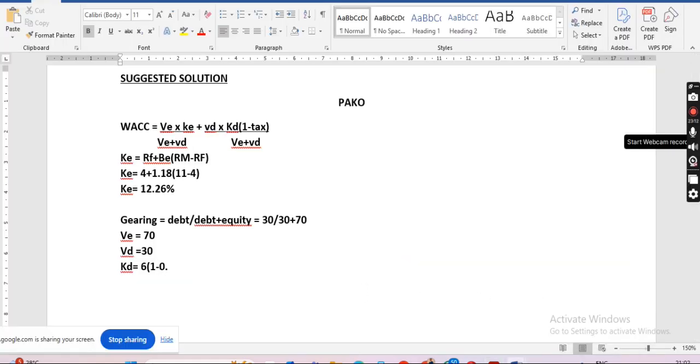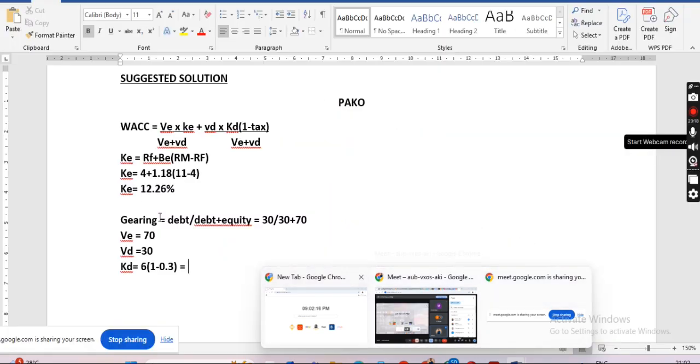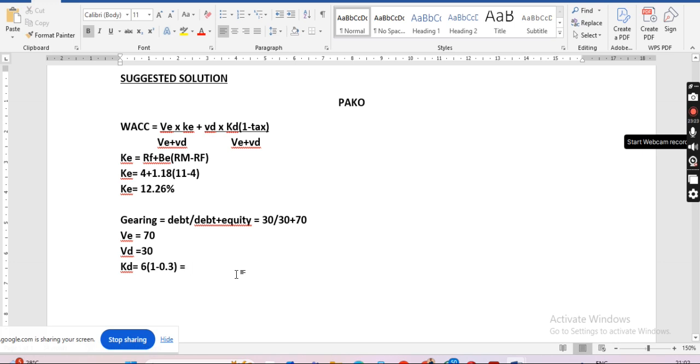Now, try it. So what do you have? Quickly, what is the cost of debt? 4.2%. So 4.2% is 0.042, right? Am I correct? Yes, 0.042. And the cost of equity is 0.1226. Okay, that's fine.